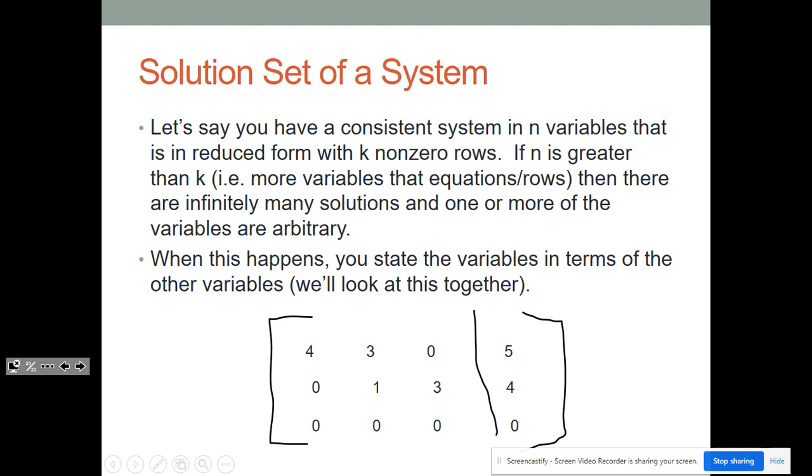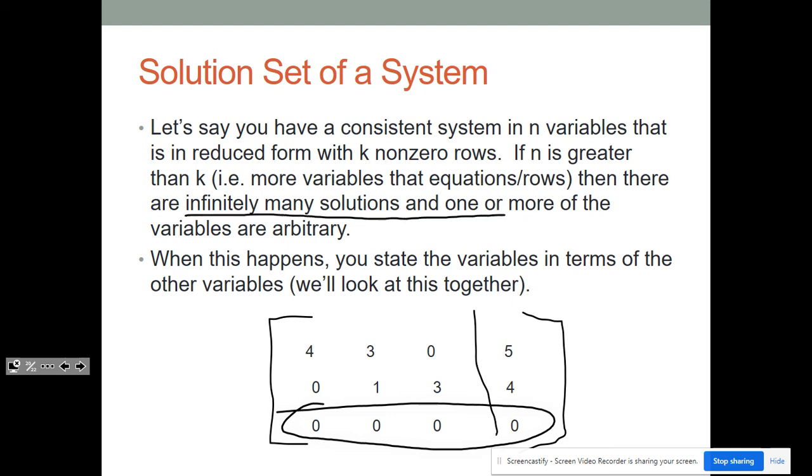If we get something like this, where we work it all out and we get a whole row of zeros, what that tells us is we don't have a single solution. We have infinite solutions, and one or more of the variables are arbitrary. I'm going to show you that here in a second. We state the variables in terms of the other variables in the end. I'll show that here.